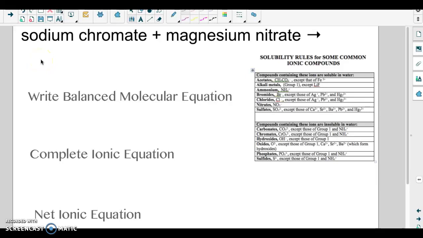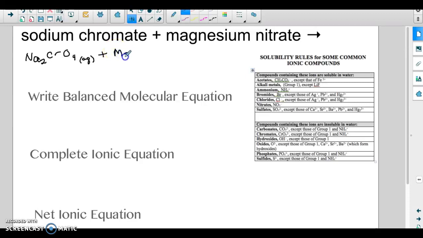All right, guys. I wanted to show you how to do one of these problems like you see on your POGO, the POGO about solubility and writing net ionic equations. So for this problem, I'm going to start by writing the formula of my reactants, and you can assume that they are aqueous to start with.